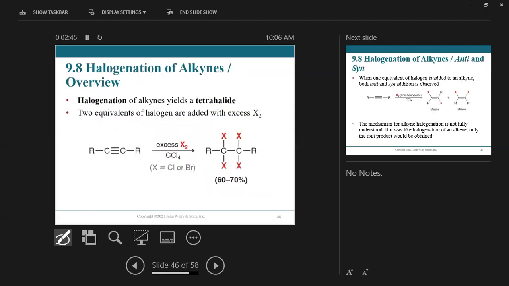So halogenation of alkynes yields a tetrahalide. So 2 equivalents of a halogen are added with excess halide, and this is either chlorine or bromine. And they experimentally had to determine this. And if you do this, this is carbon tetrachloride. This is the solvent right here. You're going to get a tetrahalide.